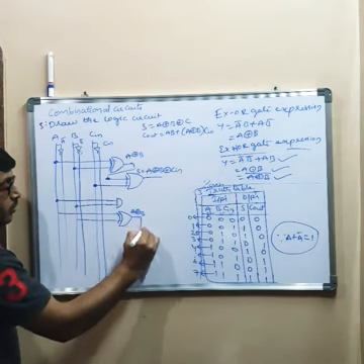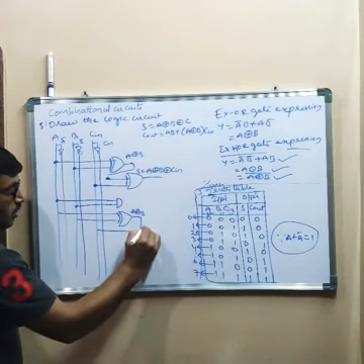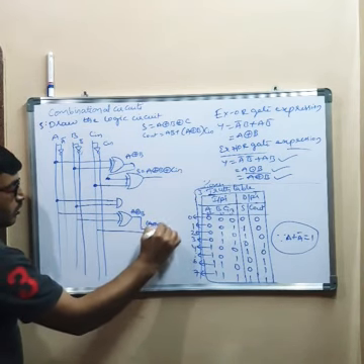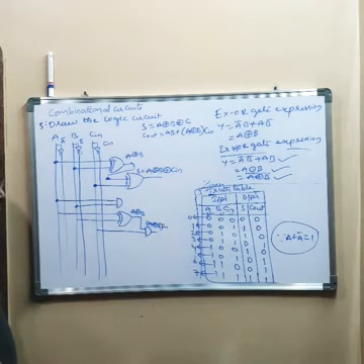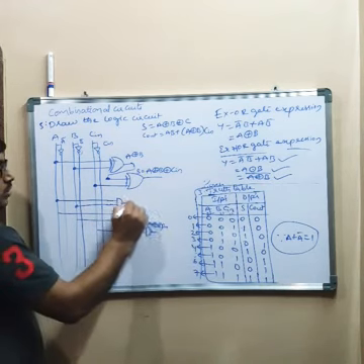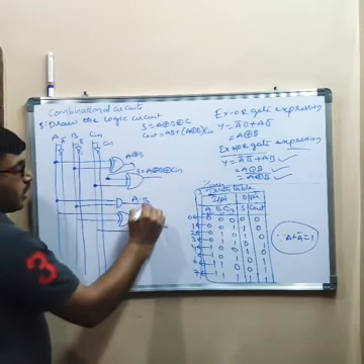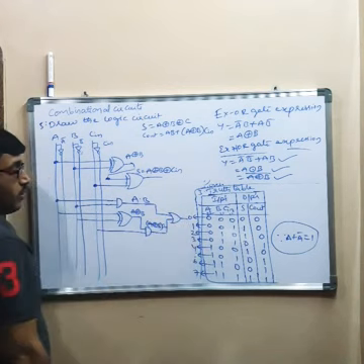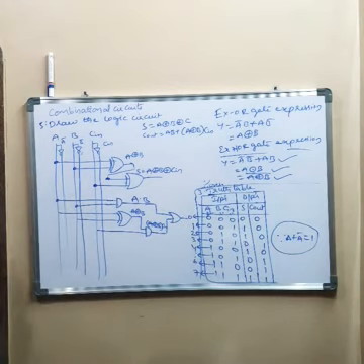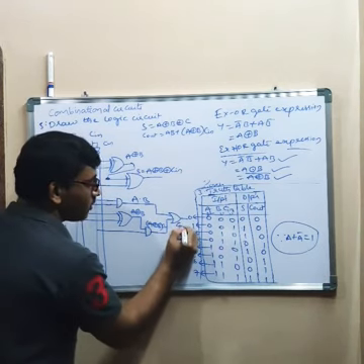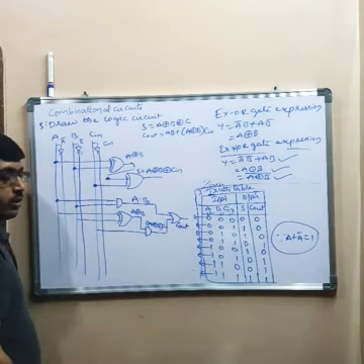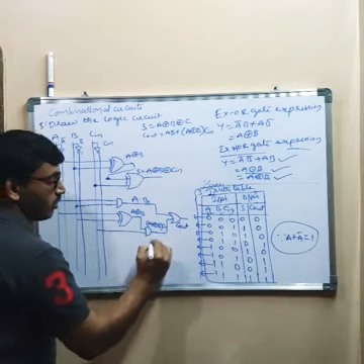This A XOR B into Cin gives us A XOR B into Cin. Now this is A dot B. Again what we have to do, these two have to be given to an OR gate. Now this is the final carry, C out. This is C out. What C out did you get?